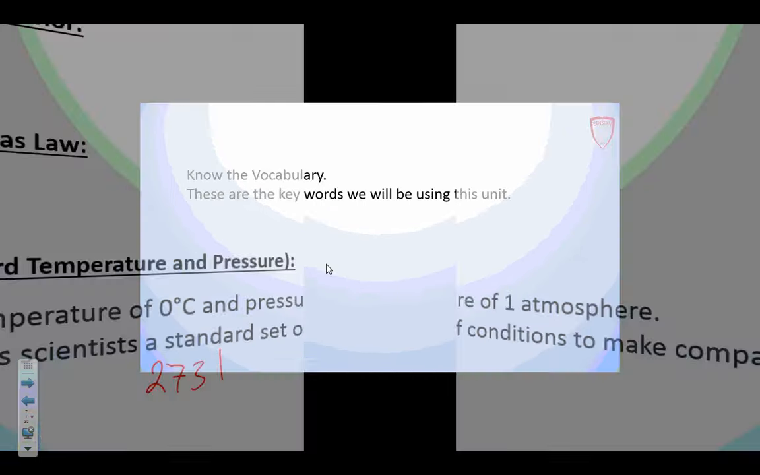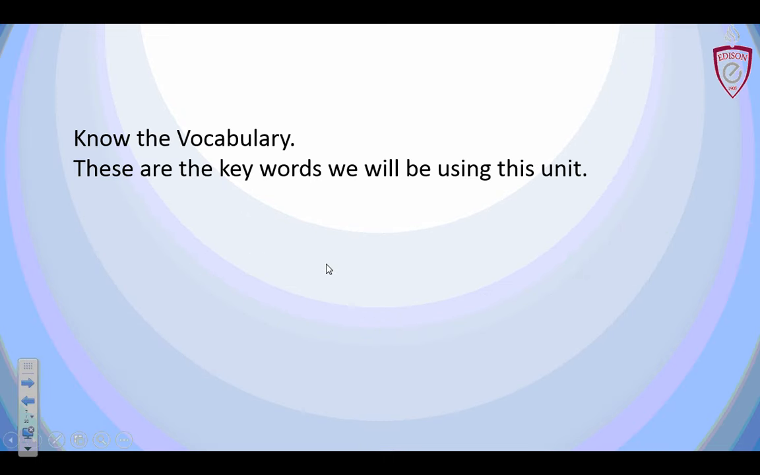So there we go. You got to know your vocab. Make sure you know all these things, guys. These words are going to come up time and time and time again, and we can't have more misconceptions than not.